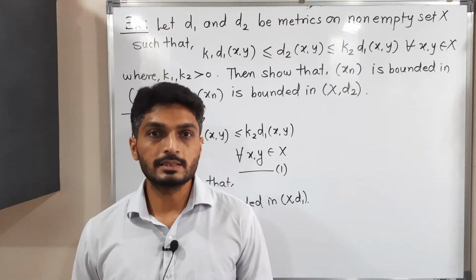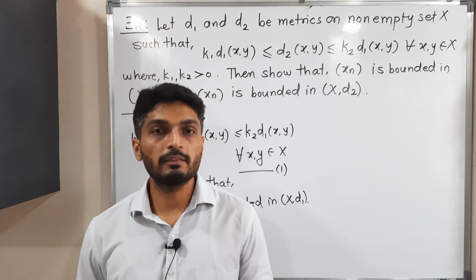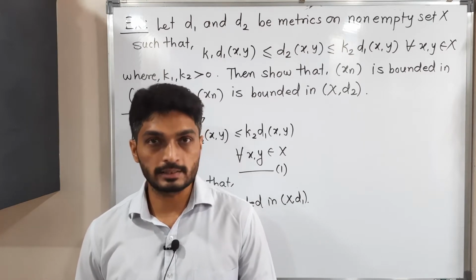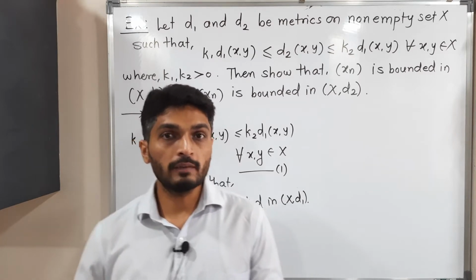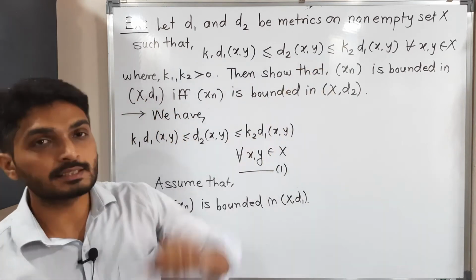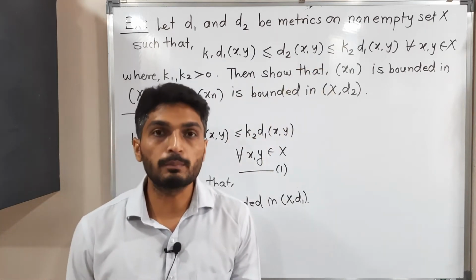Let us discuss this example. Okay, so in this example, we have two metrics d1 and d2, which are defined on a non-empty set X. Okay, and we have two positive real numbers k1, k2, which will satisfy this condition. Okay, that is a very important thing.